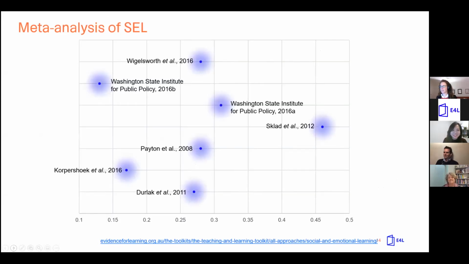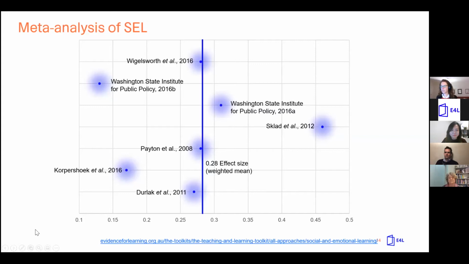So, yeah, meta-analysis, love them. Love, love, love. All right, got distracted by the pure excitement. On the x-axis there, we have our effect sizes. On the y-axis, that's just in alphabetical order of the different studies. So these are the studies that go into the background of the teaching and learning toolkit.